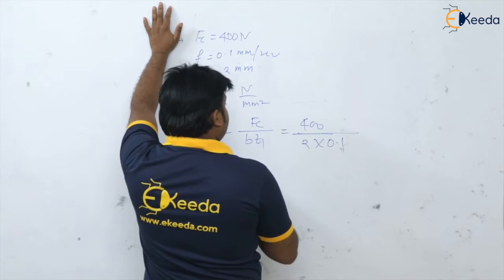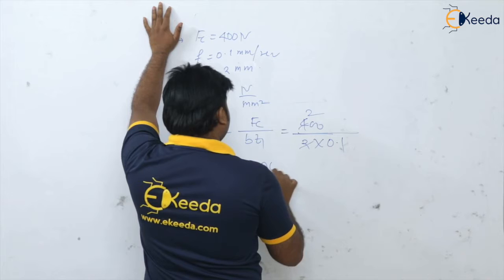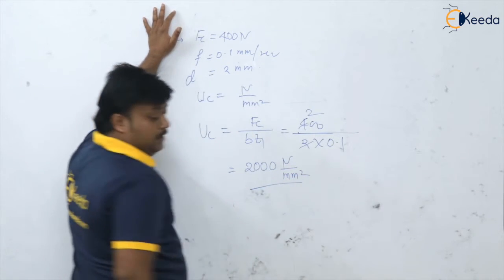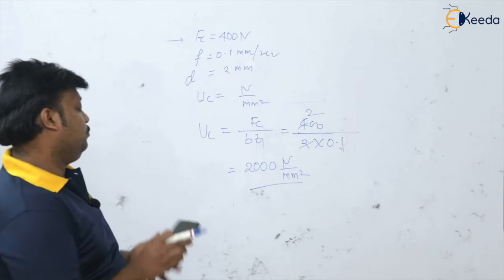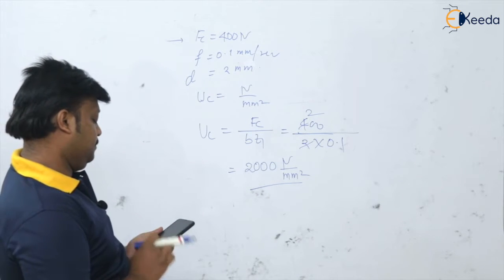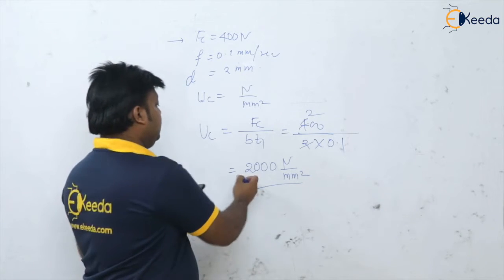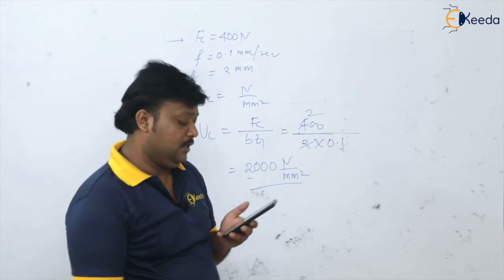So it is how much? It is 2000 Newton per mm square, isn't it? Let us check whether it is 2000 or not. Options are 1000, 2000, 3000 and 4000. This is 2000 Newton per mm square.